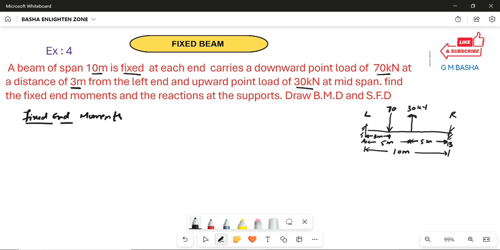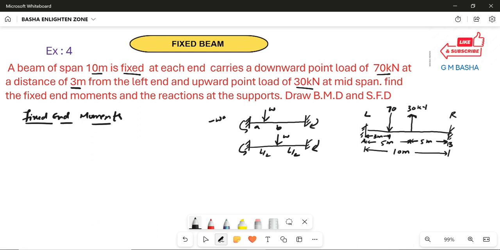Clear? If you want to find out the fixed end moments, what is the formula? We already solved so many examples, and the derivations are also based on this type of model. Whenever a load is acting eccentrically, at distances a and b, and another load is acting exactly at the center, which is L by 2, L by 2, what are the fixed moments here? We already solved these derivations also.